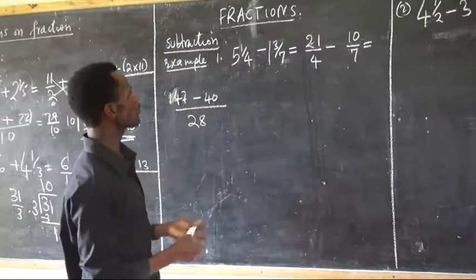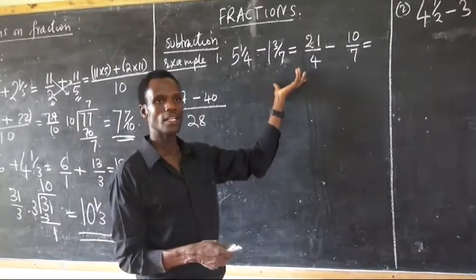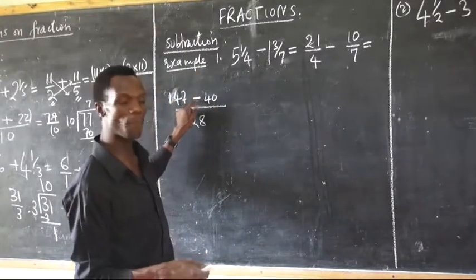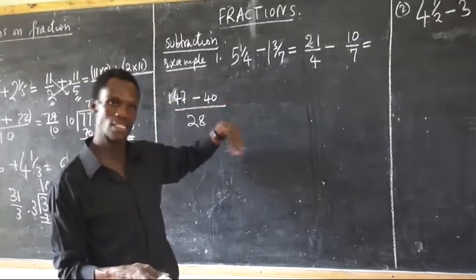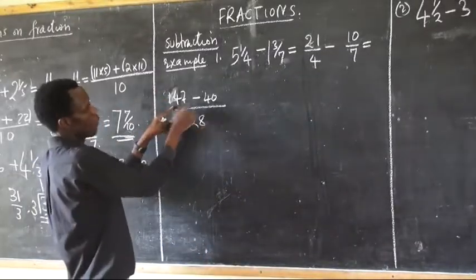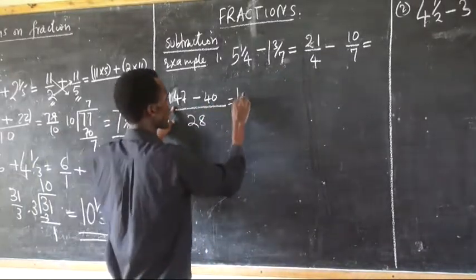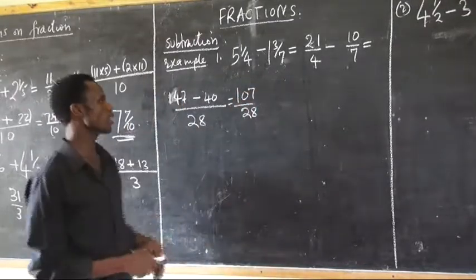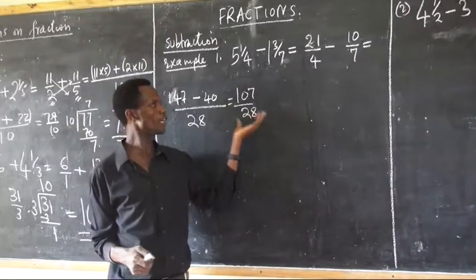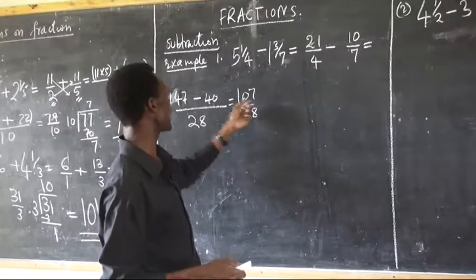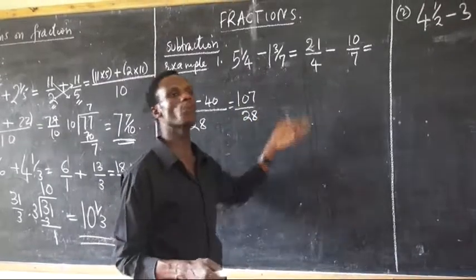Now, taking this one minus this one, the same procedure that we are using in addition. Ni zile zile ambazo tunatumia kwenye nini? Kwenye addition. Ila inatofautiana hapa ni kutoa, lakini procedure ni zile zile. So we take this one minus this one, which is equal to 107 over 28. Now this is not an answer.